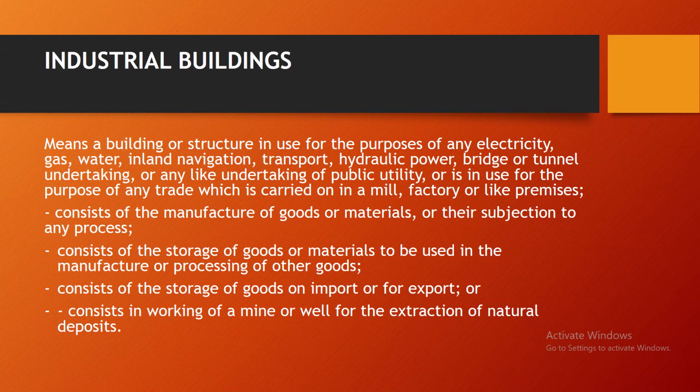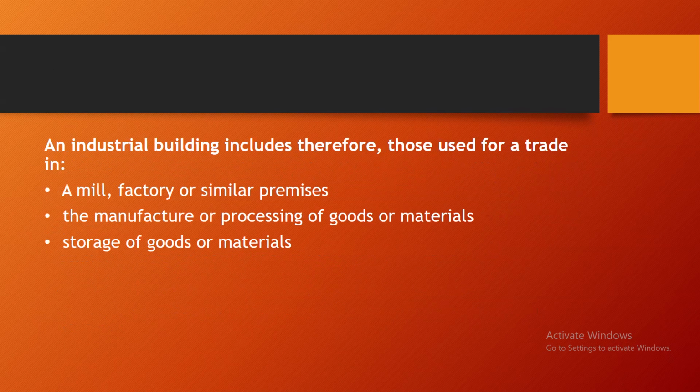So let's look at what other things can be said about industrial building. We can say that industrial building includes those used for a trade in a mill, factory or similar premises, the manufacture or processing of goods or materials, and the storage of goods or materials. So that is what an industrial building can mean in summary.